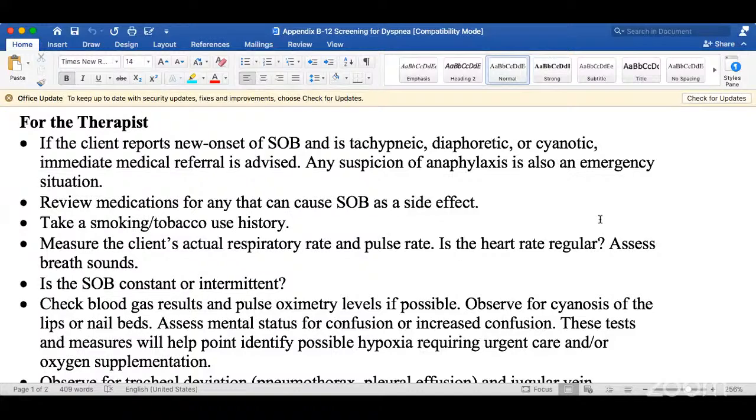Review medications for any that can cause shortness of breath. Now, someone was talking about shortness of breath being a systemic problem. Can you see further questions that will help you to be able to know whether it's systemic in nature or it is just a side effect of a medication?